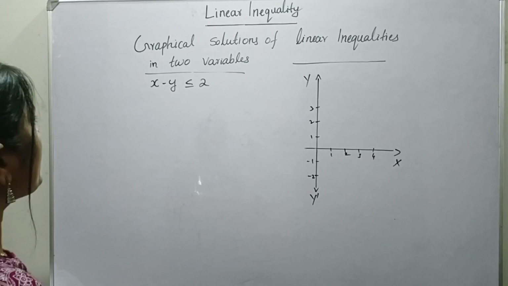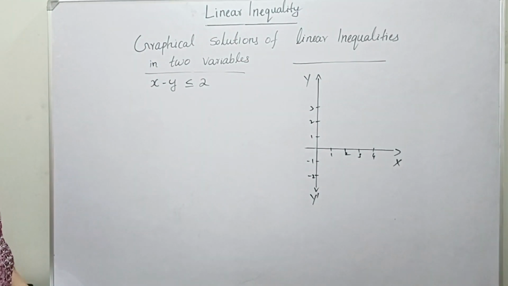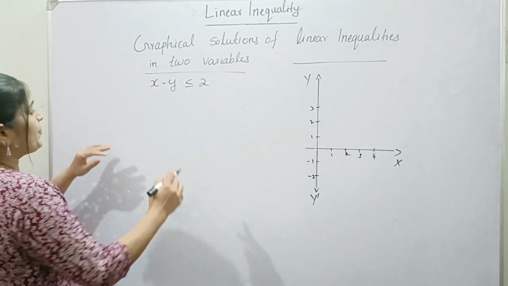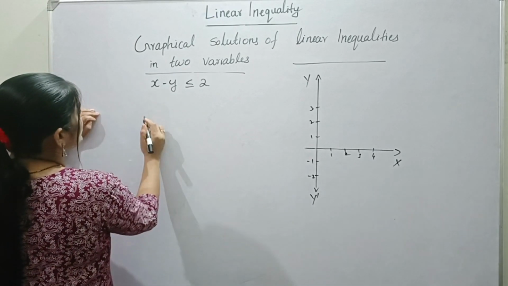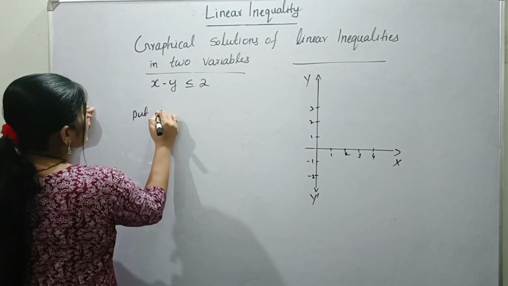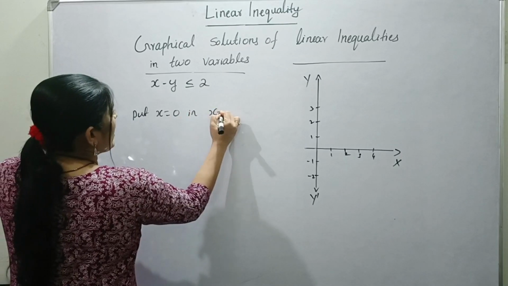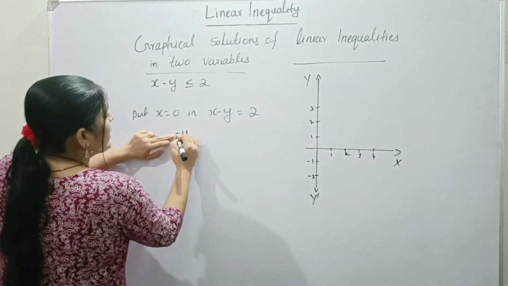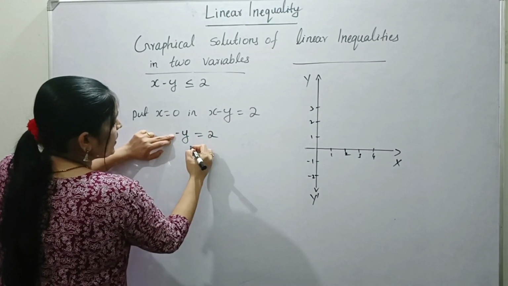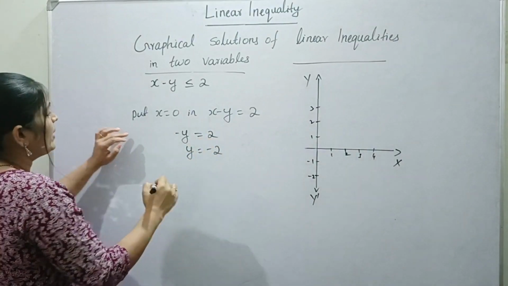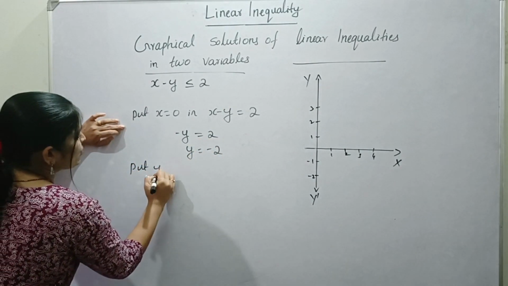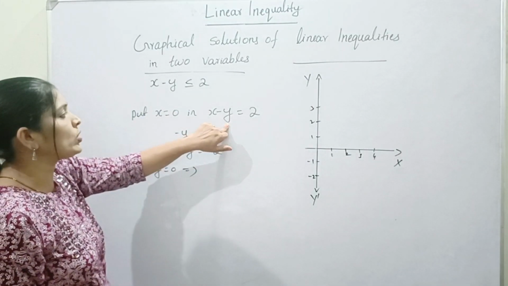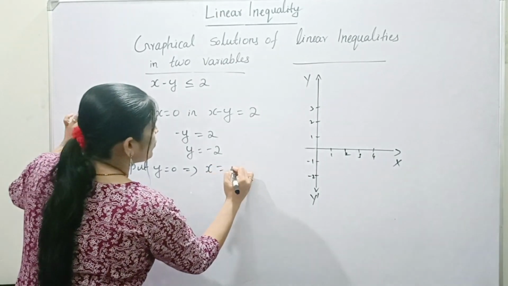Next inequality, x minus y less than or equal to 2. The question is to find the feasible region. Our first step is putting x equal to 0 and y equal to 0. First of all, put x equal to 0 in x minus y equal to 2. Substitute x equal to 0, you will get minus y equal to 2, so y is equal to minus 2. Next, put y equal to 0, substitute y equal to 0 in this equation, you will get x equal to 2.